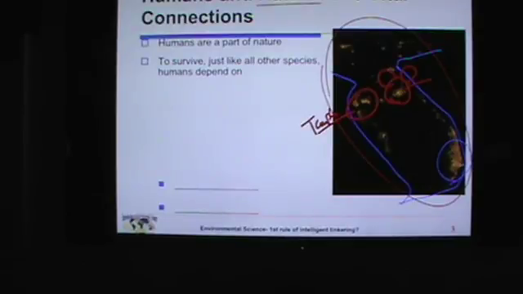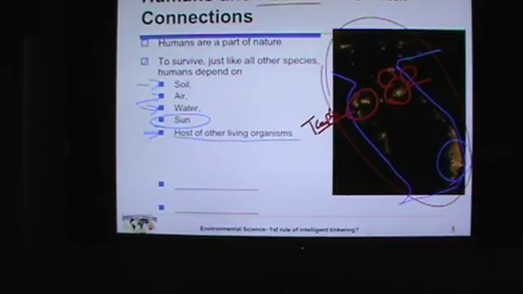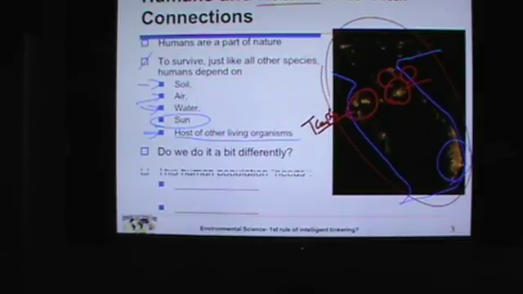To survive, just like all other species, we have to depend upon soil, yes, air, of course we breathe it, water, we drink it, those renewable resources, the sun, we have a solar-powered biosphere, we'll talk more about that in a bit, and a host of other living organisms to keep us alive. We'll talk about what types of organisms those are. Do we do things a bit differently? Well, than other organisms, there are things that we need.